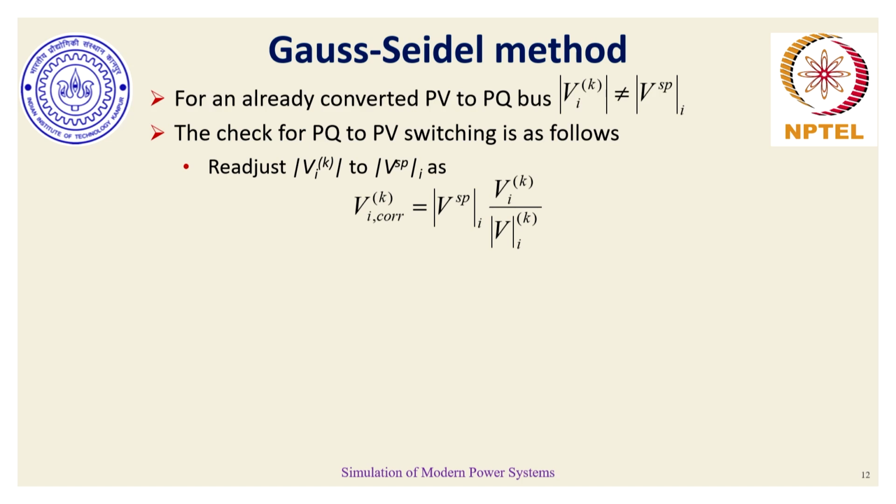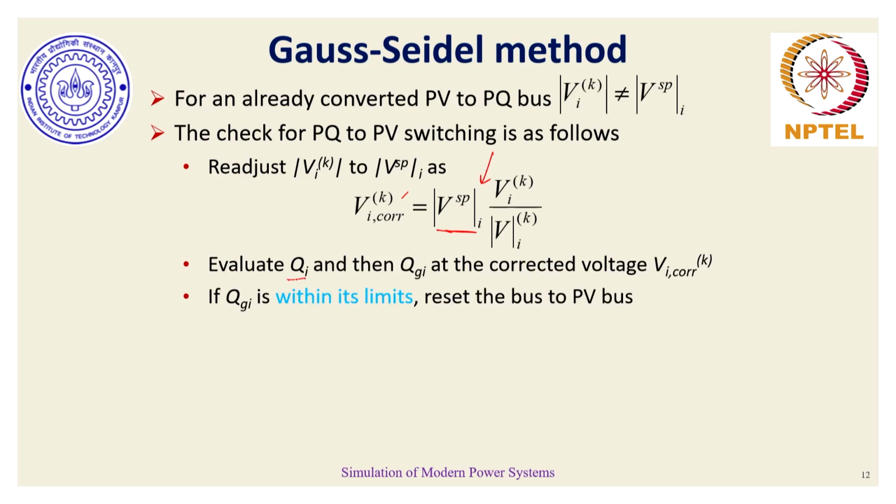For a converted PV to PQ bus, we have to first ensure that if it goes back to PV bus, its voltage magnitude should go back to its actual specified value. So, we do the voltage correction first, use this voltage phasor to find the latest injection, then use it to find the corresponding generation. If generation at the kth recursion is within its limit, this converted PQ bus goes back to PV status with voltage magnitude going back to V_i specified.